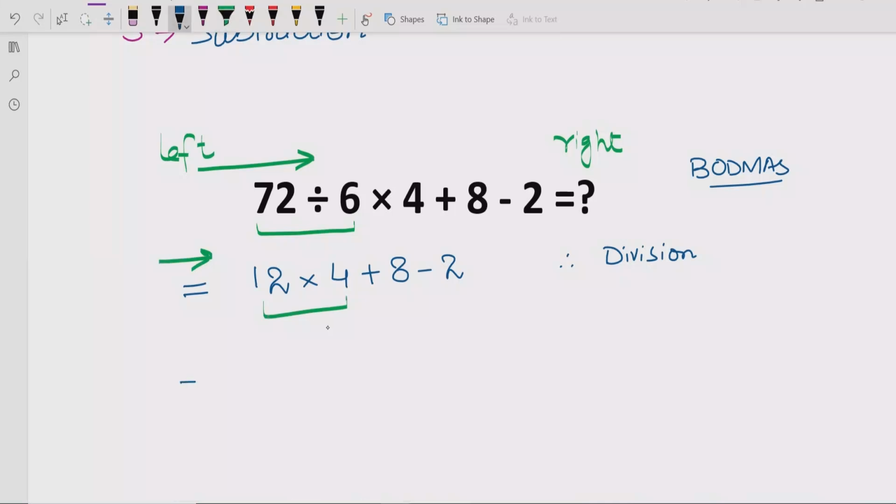12 times 4 is 48, and plus 8 minus 2 we will write as it is. So here we performed multiplication.